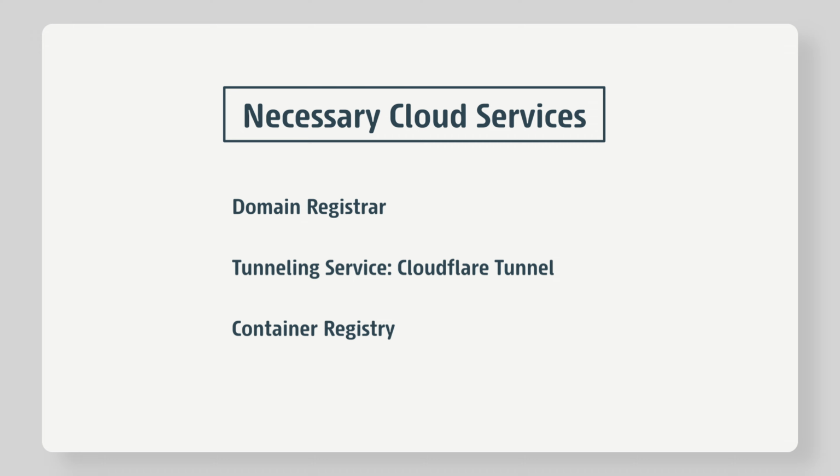Although we are setting up a self-hosted Kubernetes cluster, we still require some cloud services. Here is the list. First, you'll need a domain registrar to register your domain names. Second, a tunneling service is necessary to access your Kubernetes cluster via the internet. In this video, we'll use Cloudflare Tunnel for this purpose. Finally, you need a container registry. This is required because when you have a Docker registry in your home network and run Docker push to it, it attempts to upload large amounts of data that Cloudflare Tunnel cannot handle.